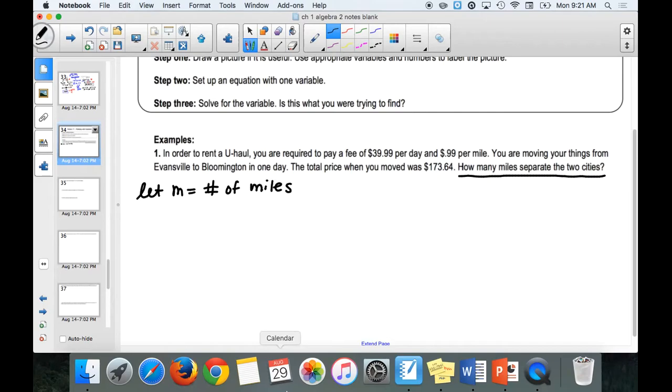And if we're moving in one day, we have that flat fee of $39.99 per day. And we're adding on 99 cents for every single mile. So we're going to have 0.99 times the number of miles. And that's going to give us our total cost, which we knew was $173.64. So when I'm subtracting $39.99, yes?